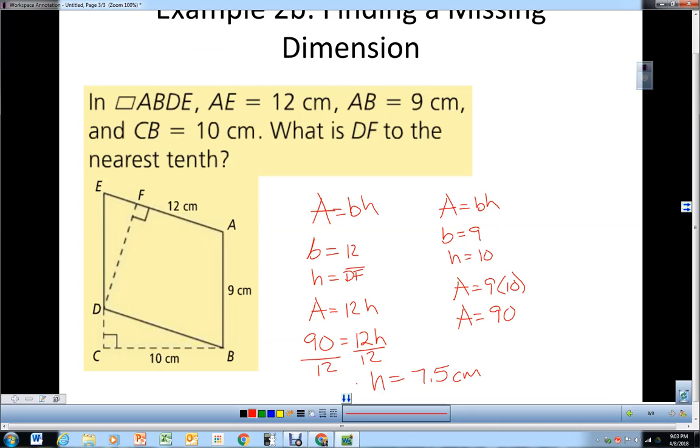First of all, we set up our two equations for each base. So we have our base and our height. For when our base is 12, our height would be DF. That's the height we're looking for. For a base of 9, our height is 10. So we can use the base and the height of 9 and 10 to find our area, which for this parallelogram is going to be 90. We go over here and substitute that in. 90 for our area is equal to 12 times our height. And so 90 divided by 12 means our height is 7.5.